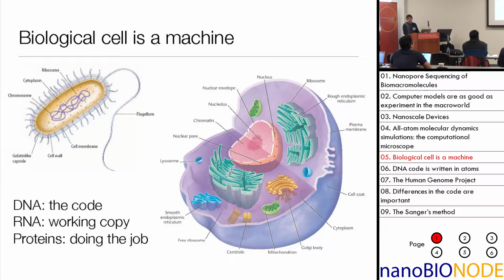I'm going to tell you today about one particular project that we have been working on for some time. But before I do that, let me remind you that a biological cell is like a machine. You have a DNA molecule that contains all the instructions necessary to manufacture pretty much everything. RNA is a working copy, and proteins are the things that do the job. And all of them are linear polymers, by the way. DNA is a linear polymer, RNA is a linear polymer, and a protein, if you unfold it, becomes a linear polymer. So you can think of them all as a kind of linear code.